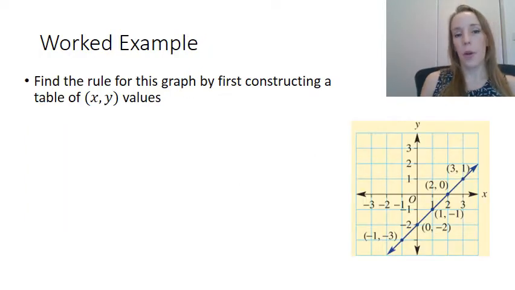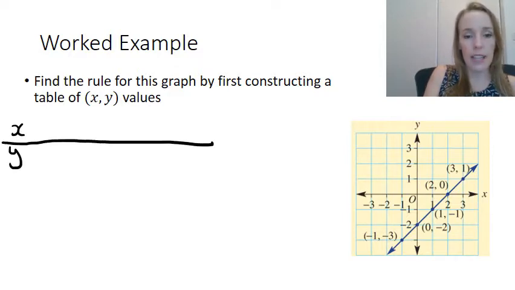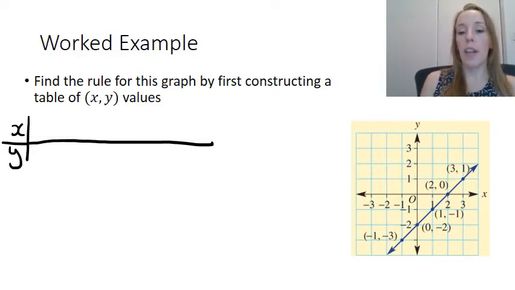Okay, so our last worked example is about finding the rule from a graph. So if you have a graph, just like this one here, we've got our linear relation plotted on our Cartesian plane here, but we don't know the rule. So what we have to do is first construct a table of values. So remember, that's our x and y. And the table of values is actually going to be kind of already given because we've got the points plotted here. So we'll start with our smallest x value.